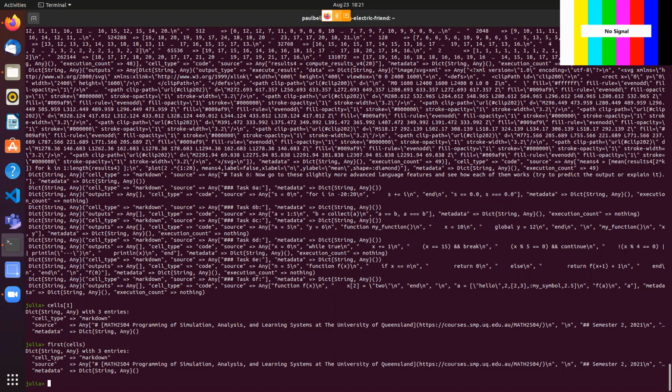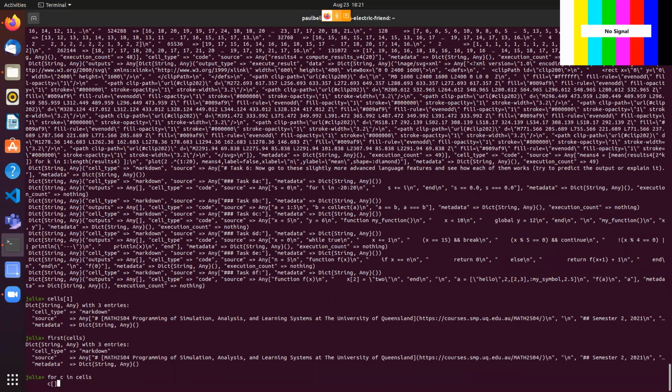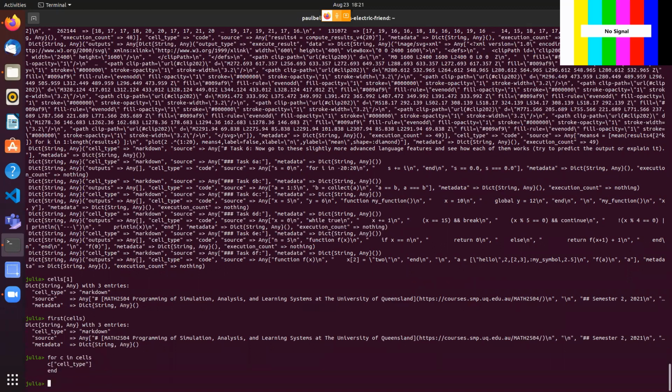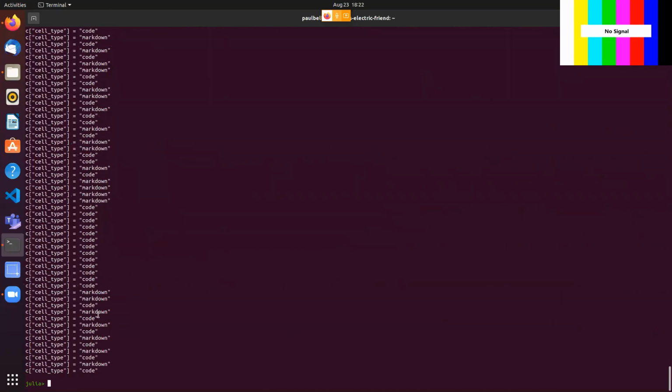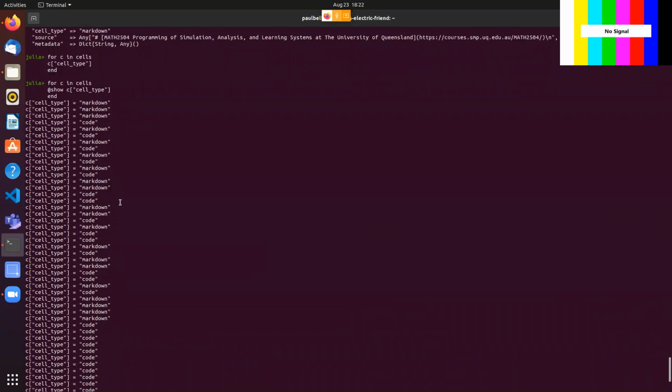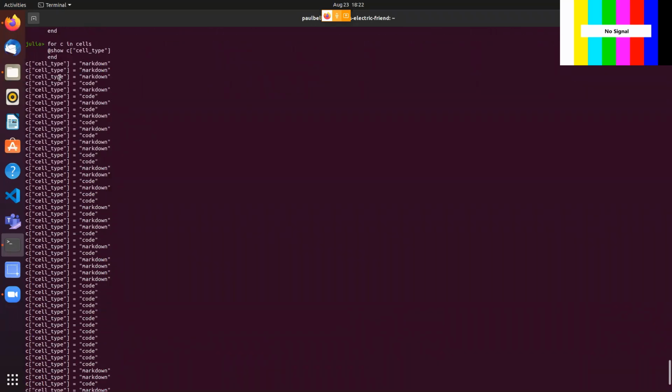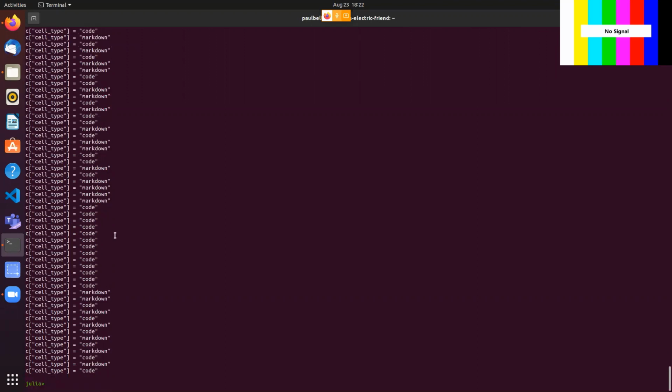Okay, cool. Let's iterate through cells and see what all the different cell types are. Got to show it, there's no point for Julia otherwise. Okay, so we got that. Looking at that, there's not that many. Markdown, markdown code, markdown, markdown code, markdown, markdown code. All right, cool. So there's only two types.